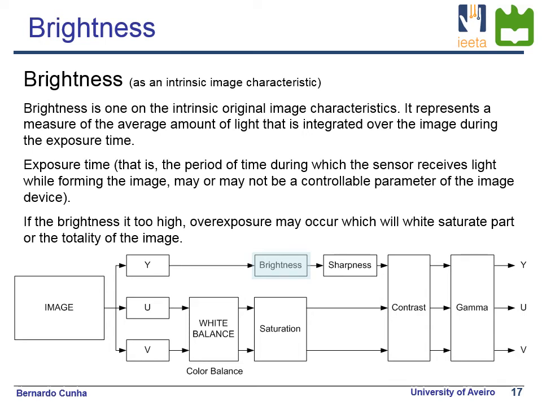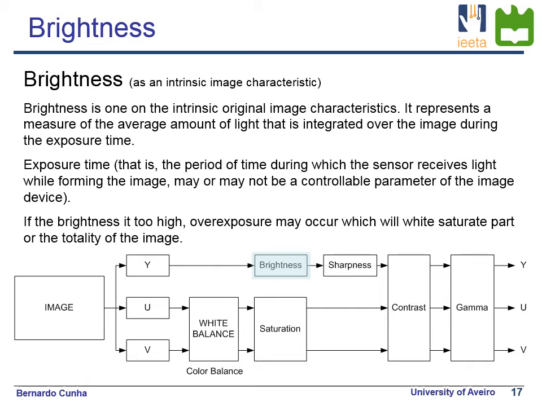So the first parameter, in this case we are discussing it as an intrinsic image characteristic, is called brightness. Please do not confuse brightness with luminance, because luminance has to do with the amount of energy which is stored in each pixel, while brightness represents a measure of the average amount of light that is integrated over the full image during a certain amount of time that we call exposure time. This exposure time, on the other hand, can or cannot be externally adjusted.